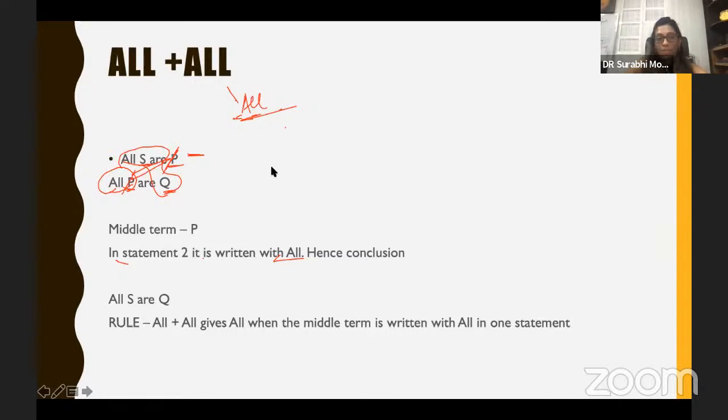All S, R, Q. That means we look at the middle term. It should be written once with all. We see it is written with all. We remove the middle term, and whatever the answer is left becomes the all answer. So the rule: all plus all gives all when the middle term is written with all in one statement.